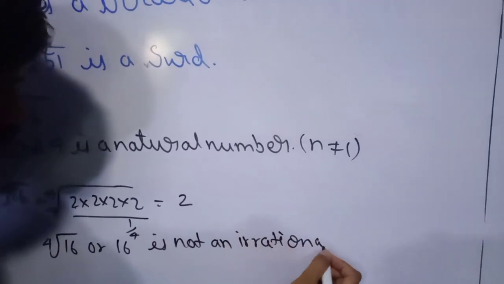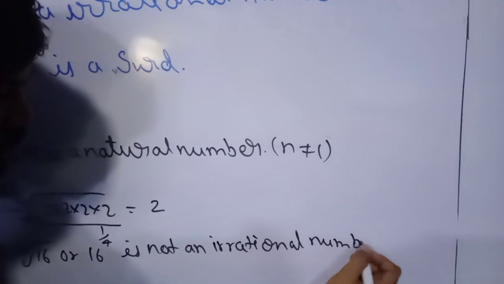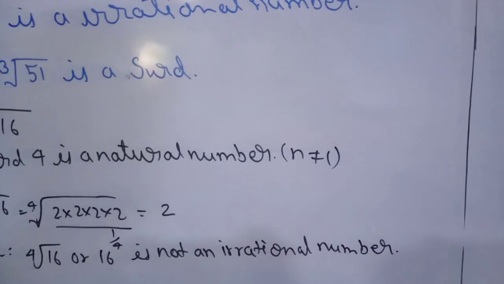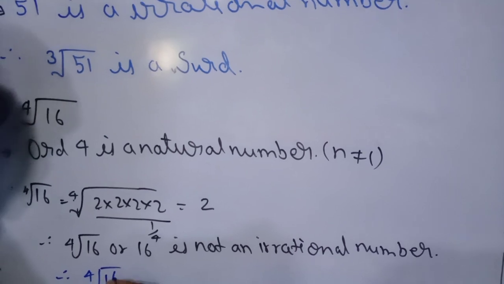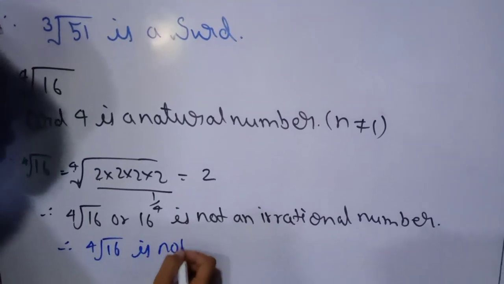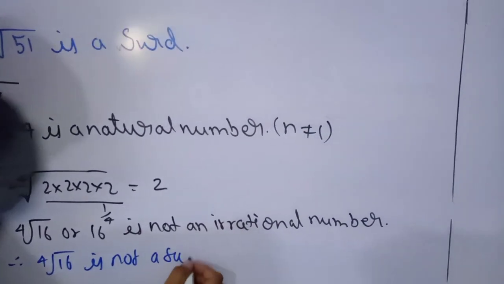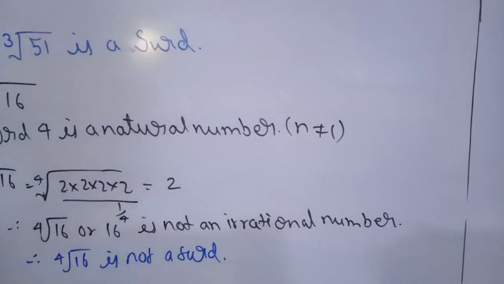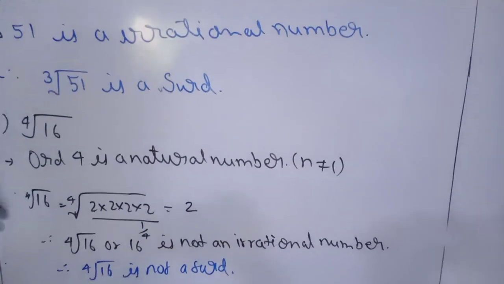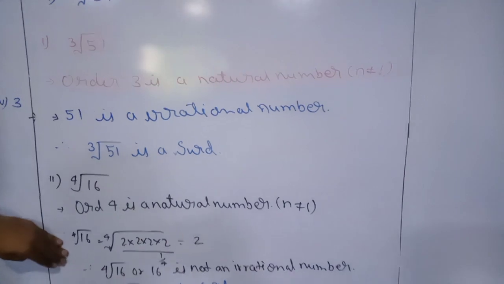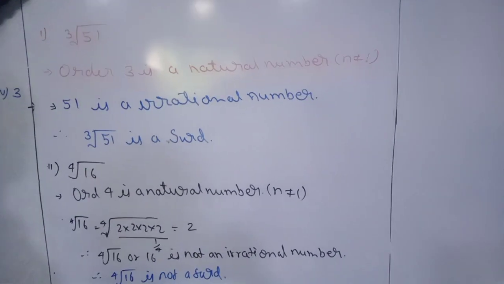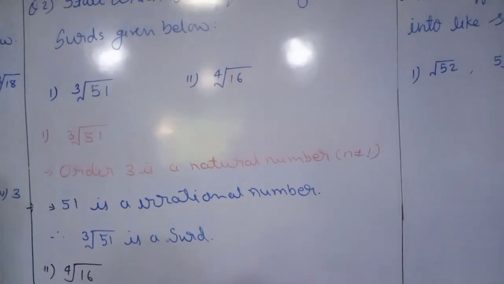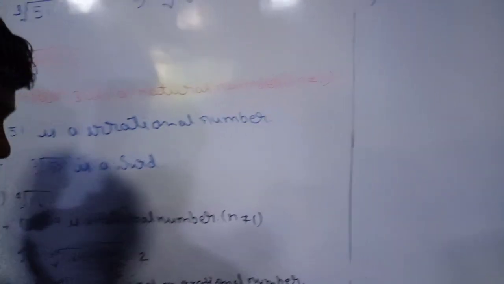Therefore 4th root of 16, or we can say 16 raised to 1 upon 4, is not an irrational number. Therefore 4th root of 16 is not a surd. Yes, this way we are going to identify and state with the reason whether the given are surds or not. Now turn to the next sum.